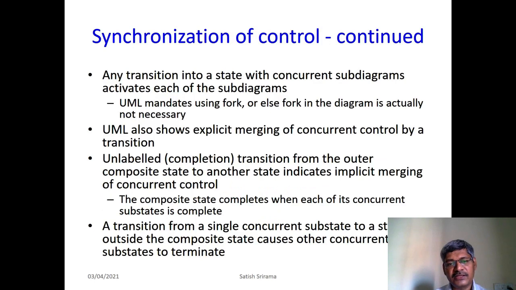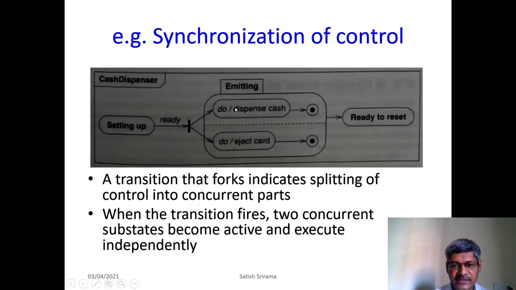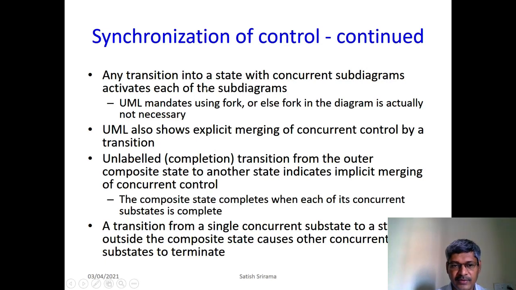So any transition into a state with concurrent subdiagrams activates each of the subdiagrams. Basically, this statement shows that any transition into any of the substates will start all the other subdiagrams. However, UML mandates using this fork; otherwise the fork in the diagram is not strictly necessary. But UML, to make it simpler and clearer, mandates using this particular fork.